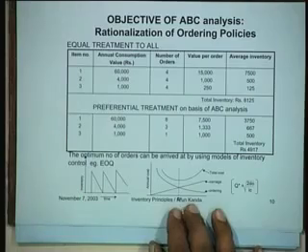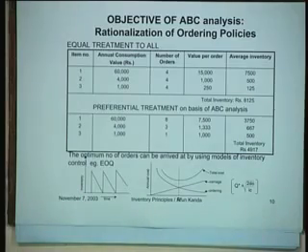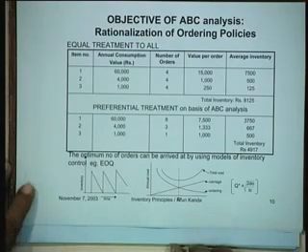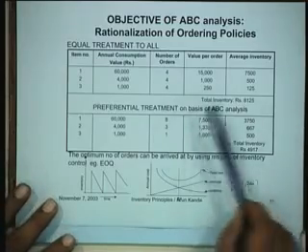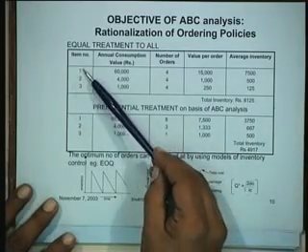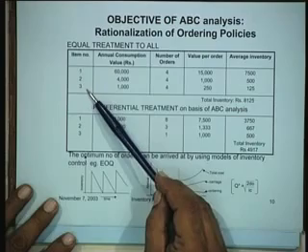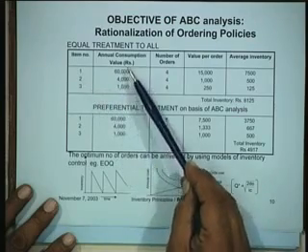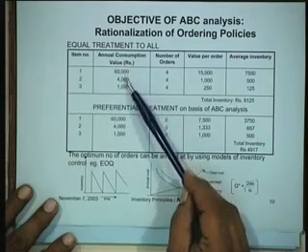So this is another way of looking at the average annual usage of different types of items. Let's look at the objective of ABC analysis, and let's try to rationalize ordering policies based on this kind of analysis. Suppose we have 3 items which are to be stocked in a factory, and let's say the annual consumption value of these items are of this nature.